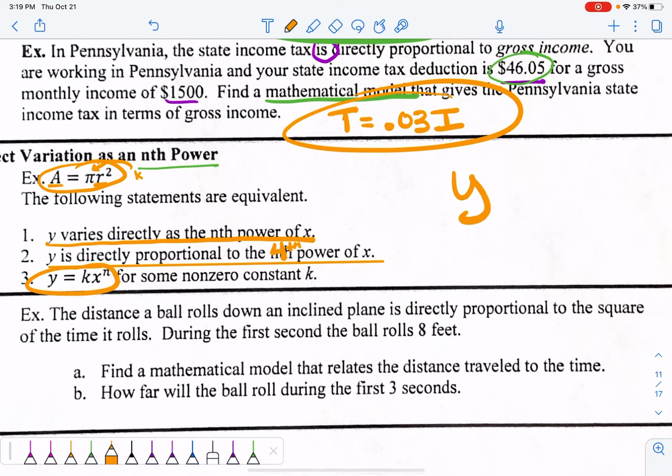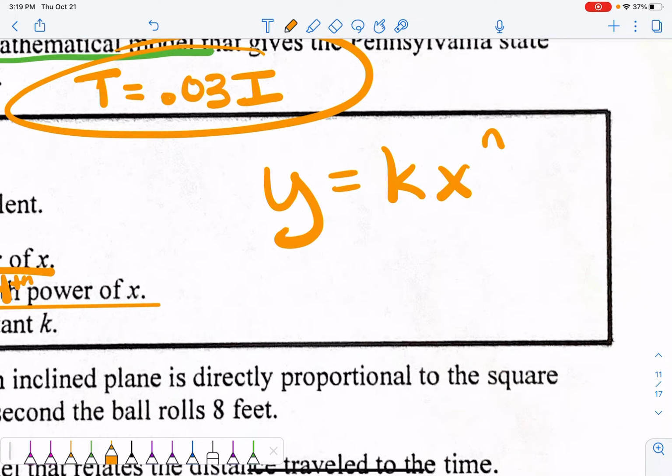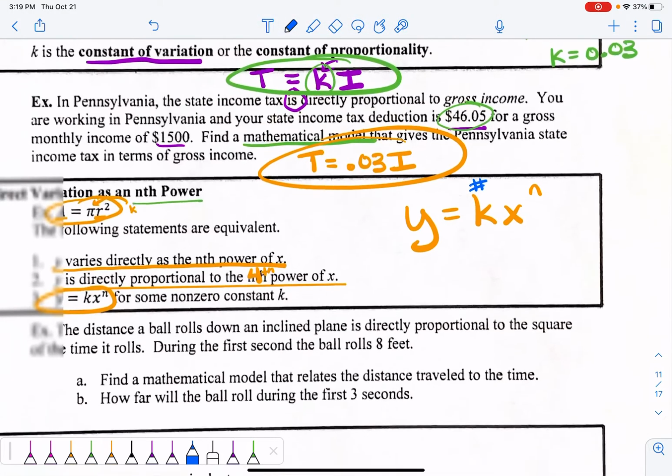All right, I'm going to write that really big here. y equals k, x to the nth power, and again, n will have a number to it, so let's say the 3rd power or something like that. k is still going to be a number. k is still going to be a constant that you have, okay?